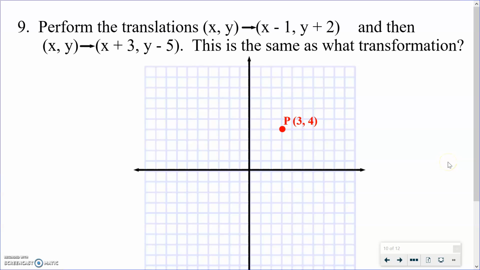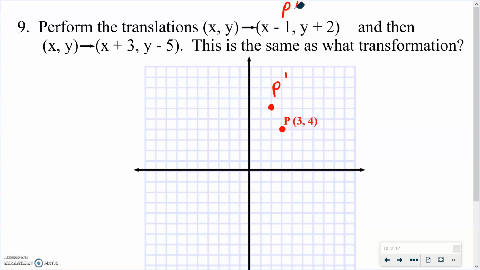Last one, and this is when we're going to do some composition here. So we're going to do more than one thing and then talk about how this can all be represented by one translation. So if we have this point right here, and we're going to go negative 1, so that's going to be back 1 in the x direction, so to the left, and then up 2, that's going to get us this point right here. We'll call it P prime. Okay, so this is going to be P prime.